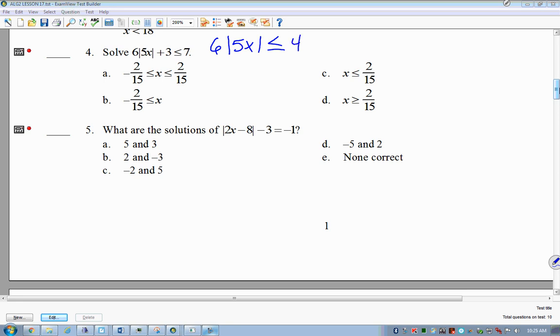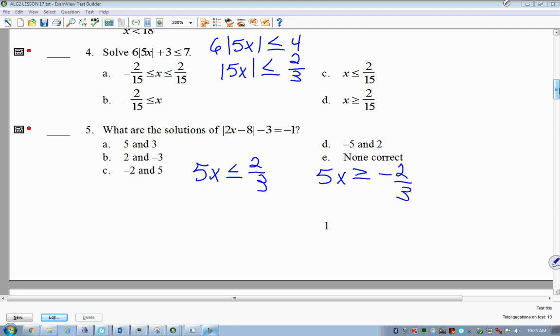4. Okay, now what? Divide by 6. So the absolute value of 5x is less than or equal to, what's 4 divided by 6? Is that 2/3? 2/3. So now I need to write two equations, right, Axel? Can you tell me what those two equations are? 5x is less than or equal to 2/3. That's the easy one. Okay. 5x is greater than or equal to negative 2/3.